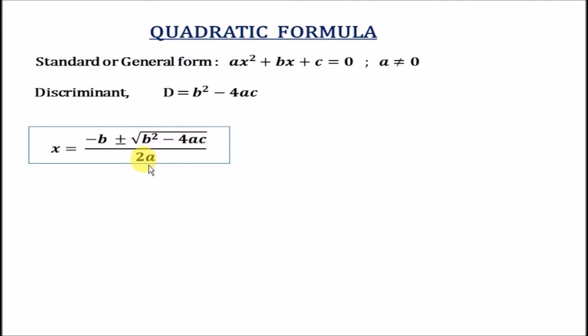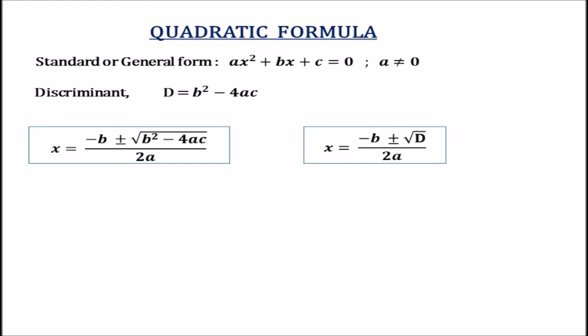So this plus minus indicates that we need to consider two different cases, one with the plus sign and the other with the minus sign. Since the quantity inside the square root is exactly the discriminant, we can write the same formula as x equals to minus b plus minus under root D by 2a.